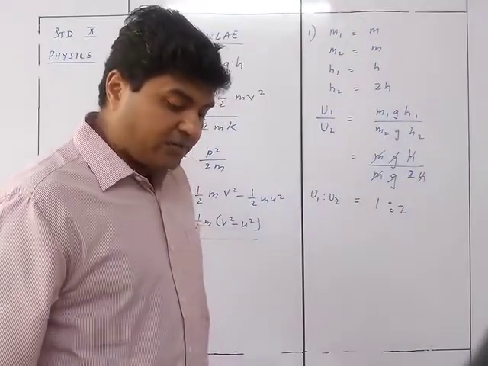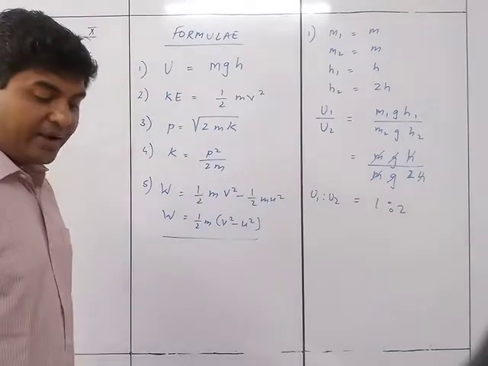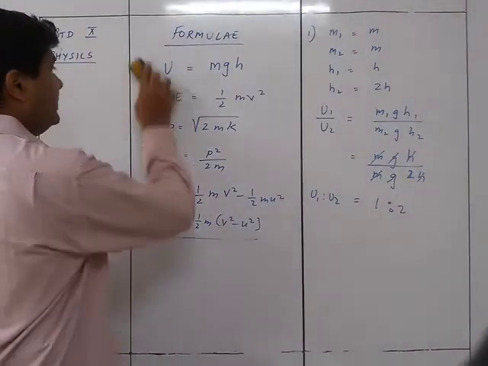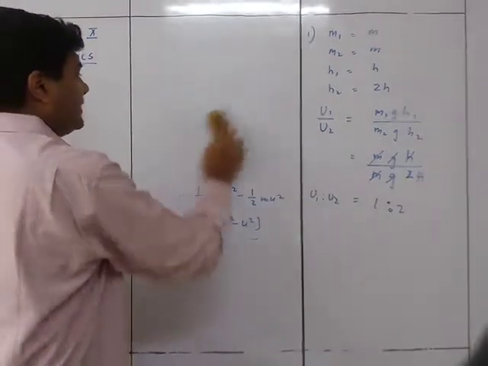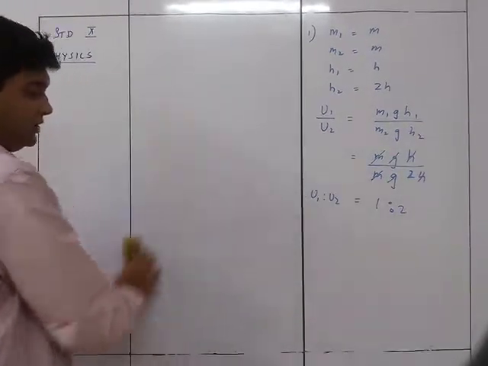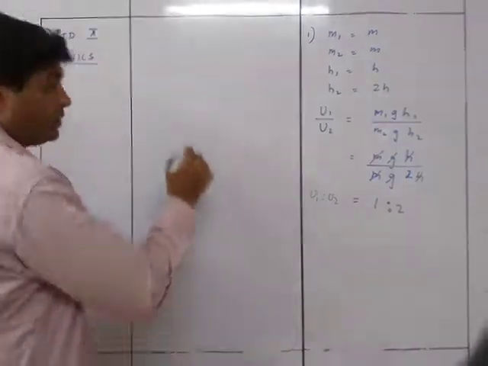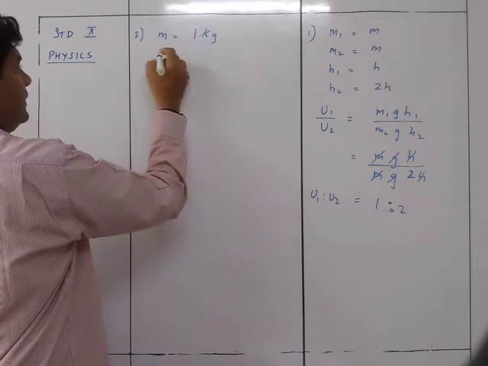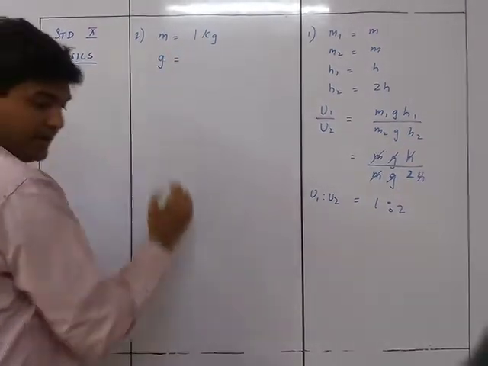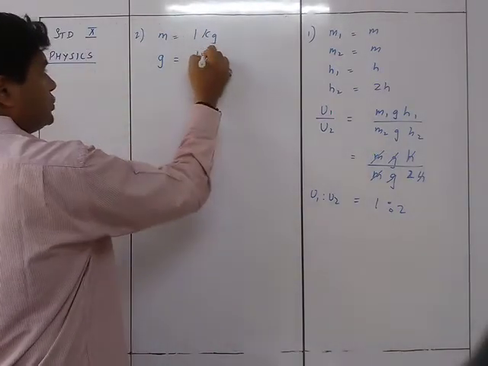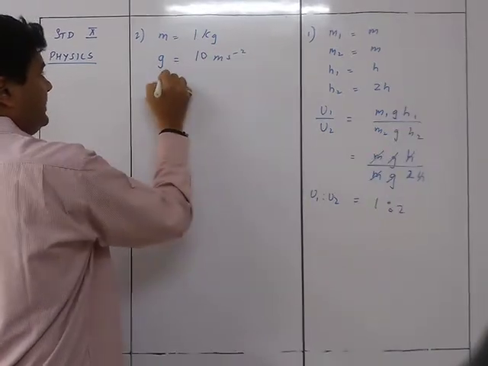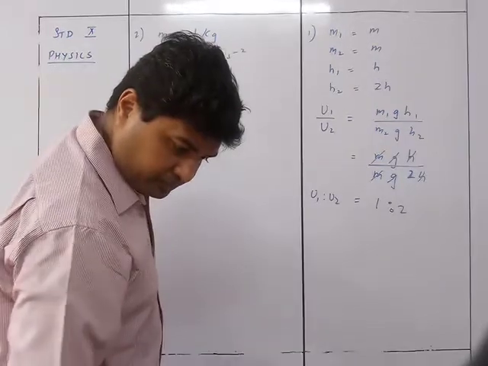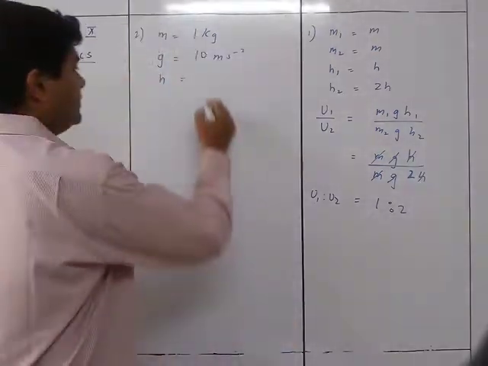The next one is, find the gravitational potential energy of 1 kg mass kept at a height of 5 meters above the ground, if g is 10 meters per second square. That's a direct question again of potential energy. We are given the mass is equal to 1 kg, we are given g as 10 meters per second square, and h is 5 meters above the ground, so 5 meters.